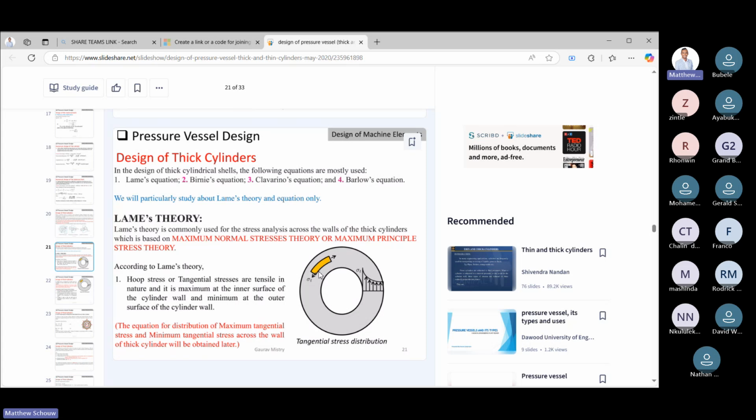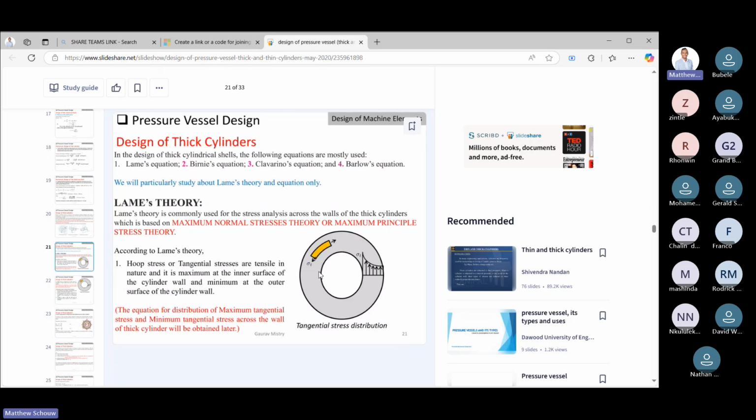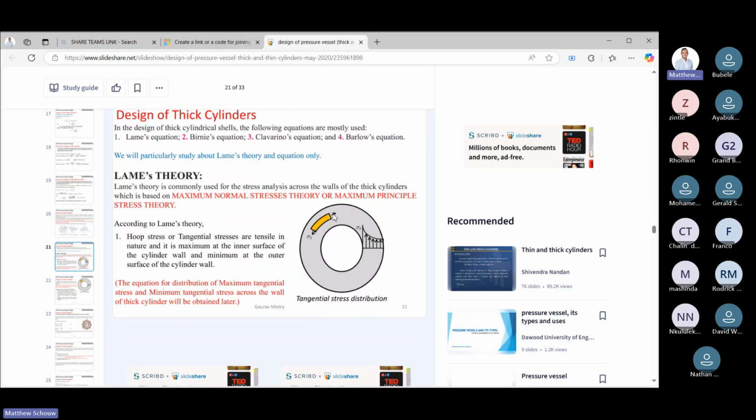The analysis we use, there are four types: Lame's equation, Bernoulli's equation, Clavarino's equation, and Barlow's equation. I believe we stick with Lame's theory. And what is Lame's theory about? It's basically used to find the stress across the thickness of the vessel. Why is this important? Because it's most likely to actually break through the thickness, in the thick cylinder case, right?